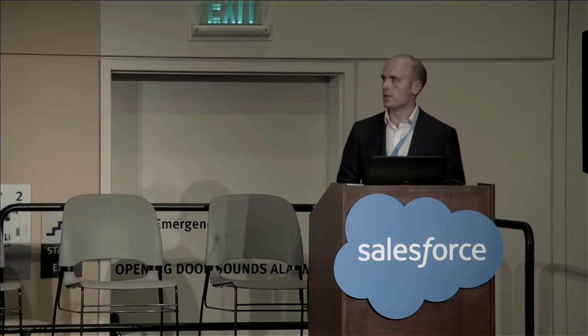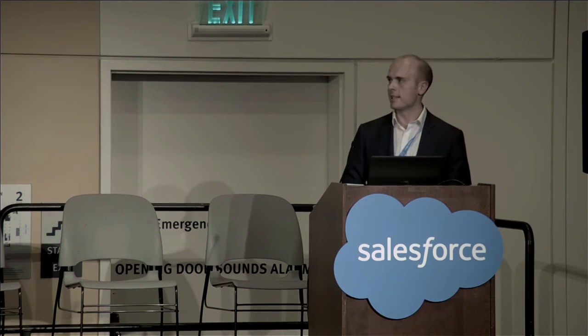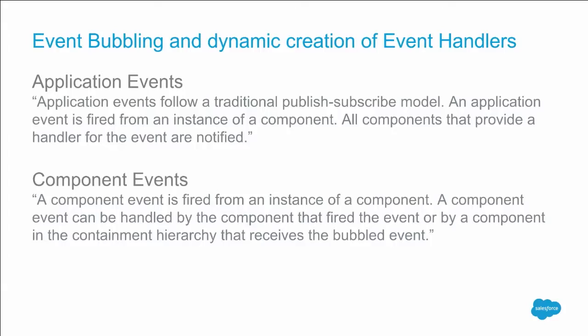So the next one that I want to talk about is event bubbling and dynamic creation of event handlers. So to recap on the types of events that we have in Lightning, we've got two flavors. We've got application events, and these basically follow a sort of publish-subscribe model where imagine a component raises an event, and it's basically shouting out to every other component in the application that something's happened. And all those other components get a chance to either listen to it or ignore it.